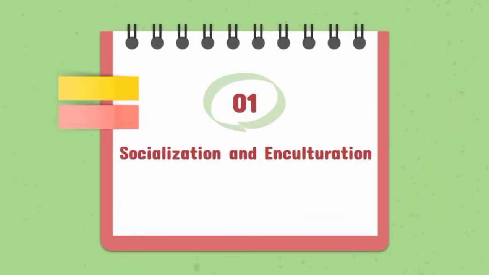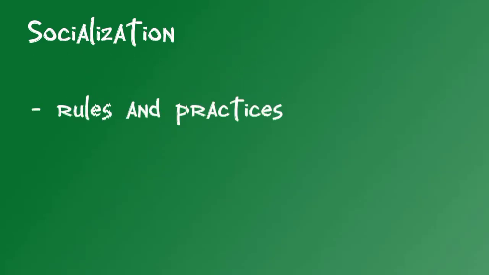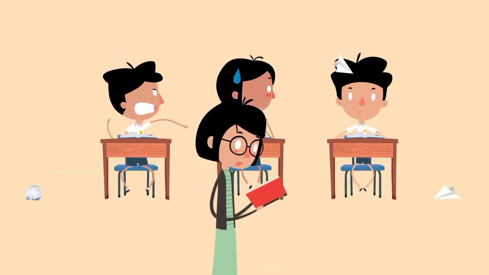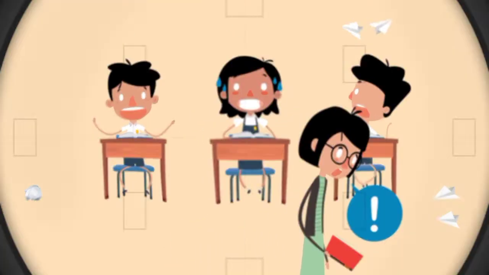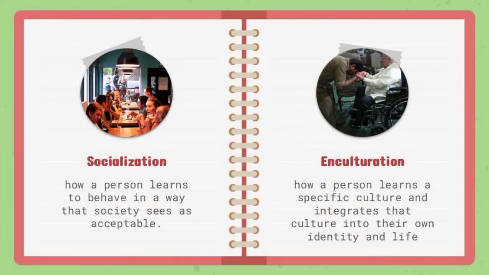Let's start with socialization and enculturation. As described by Brinkerhoff et al., socialization is the process through which people learn the rules and practices needed to participate successfully in their society. In other words, this is how a person learns how to be normal in the eyes of society. Some examples would be learning how to behave in public, learning how to be respectful to authority figures, learning how to talk to people depending on your relationship with them, and so on.